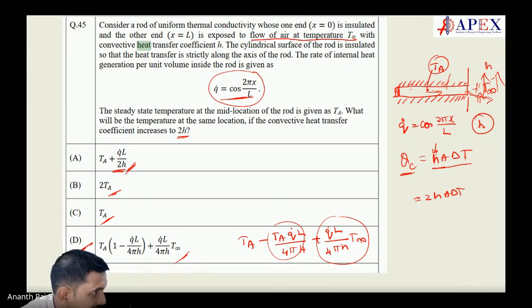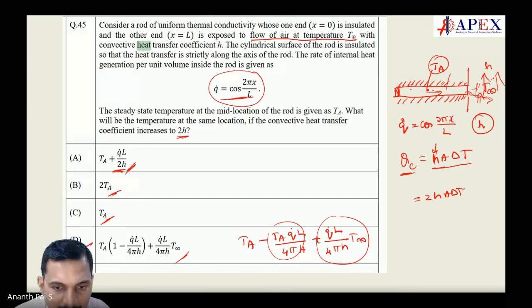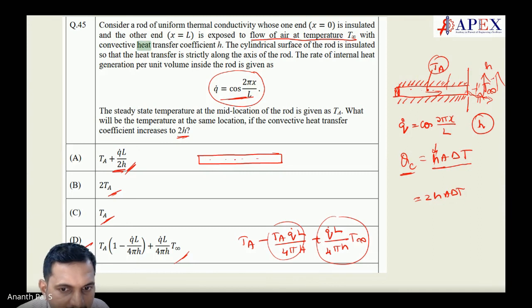Agreed? You don't think so? Which is the answer according to you? You did not understand. Okay, let us see. See, heat is generated here. Inside, everywhere heat is generated. Fine. So now what is Q dot? 2 pi x by L.